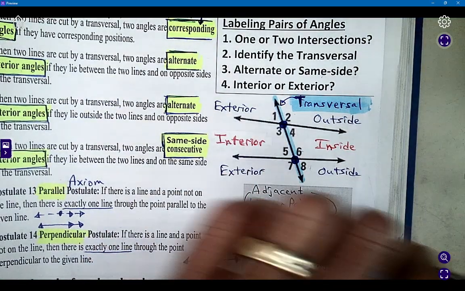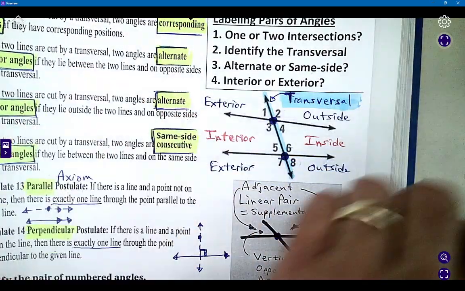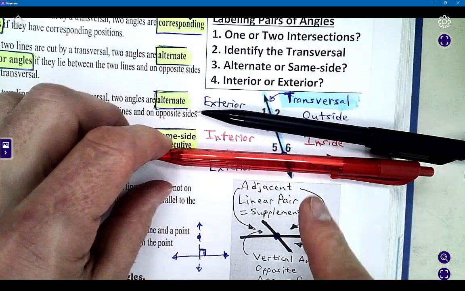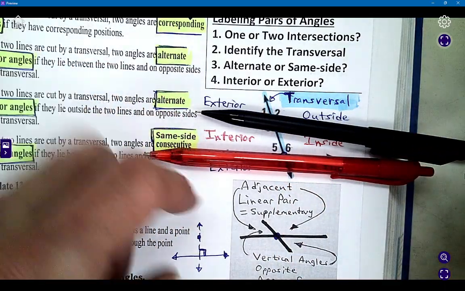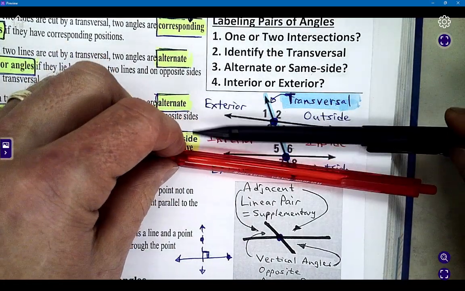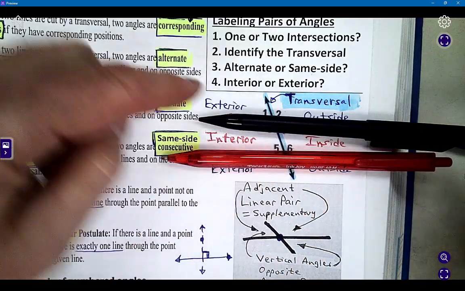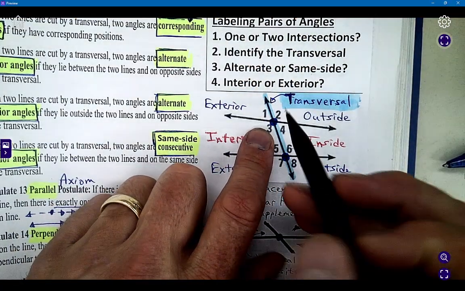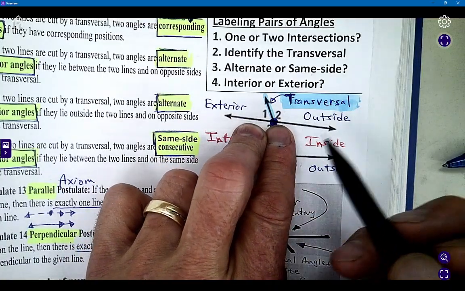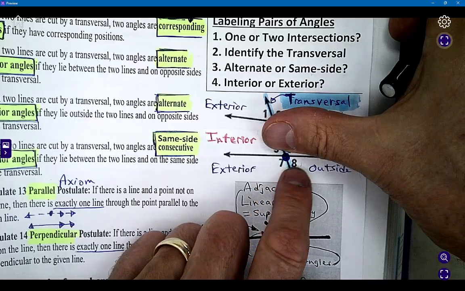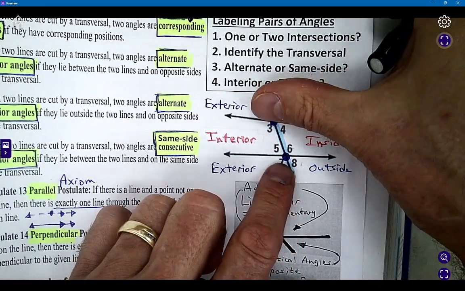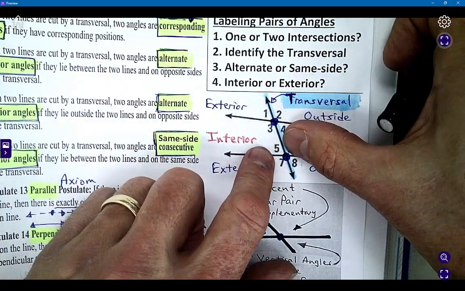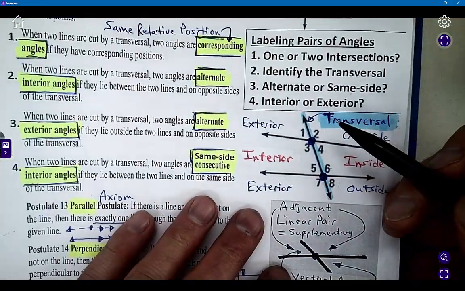So think of these two lines here, the lines that are not the transversal. All right, so the blue is the transversal, but think of these lines here as the walls of your house, and interior is inside the house, and exterior is outside of the house. So angles 1 and 2 are exterior, they're outside the house, along with angles 7 and 8, which are also exterior. And then angles 3, 4, 5, and 6, each of them is an interior angle.